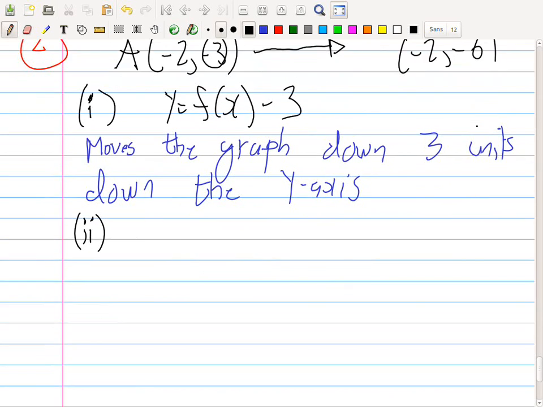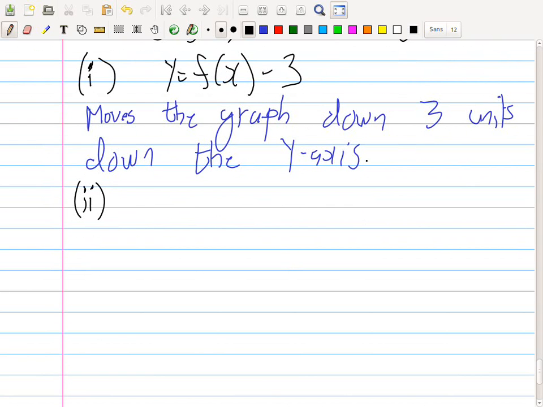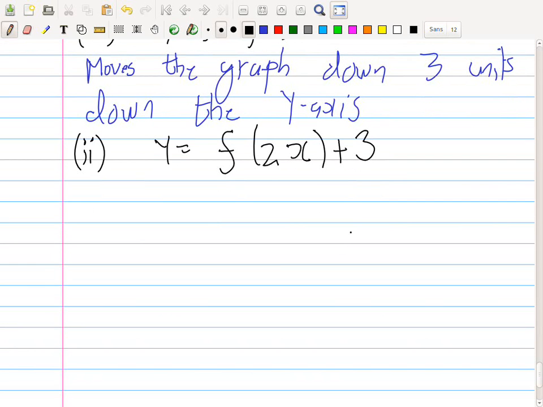The next one now is y equals f of 2x plus 3. Y equals f of 2x plus 3. It compresses it by 2 in the x direction, and raises it in the y direction by 3 units. So let's write that down.